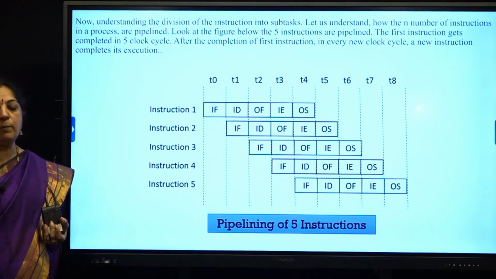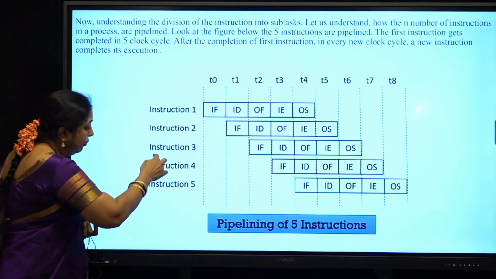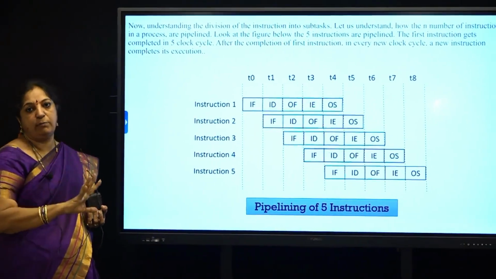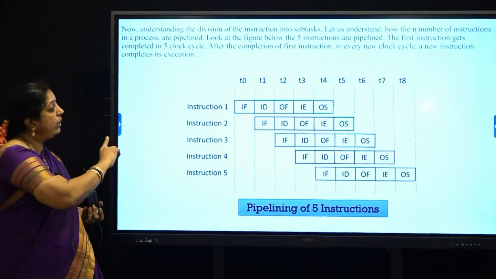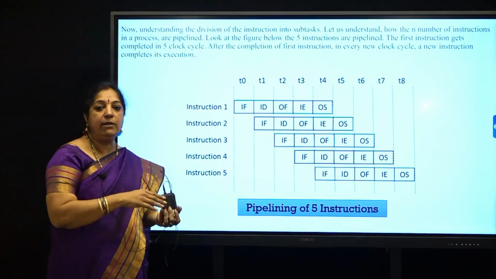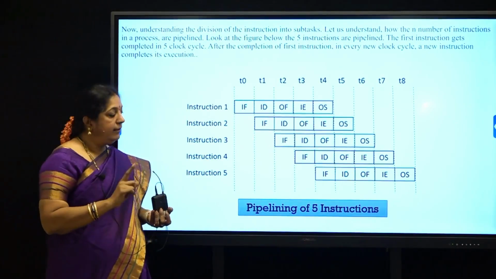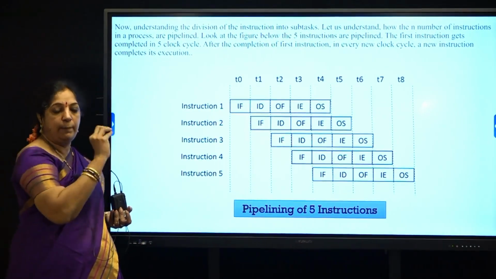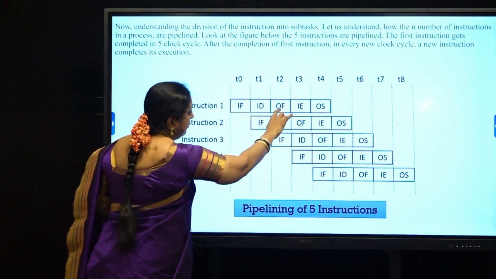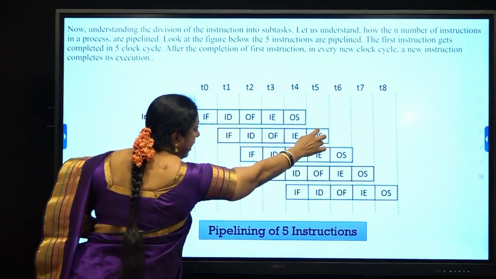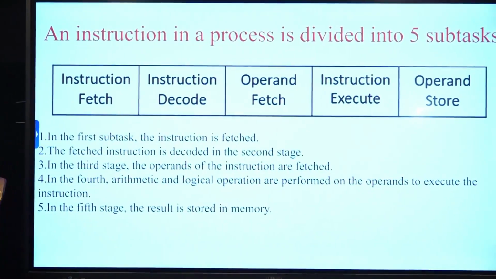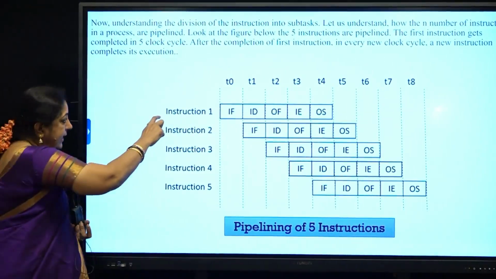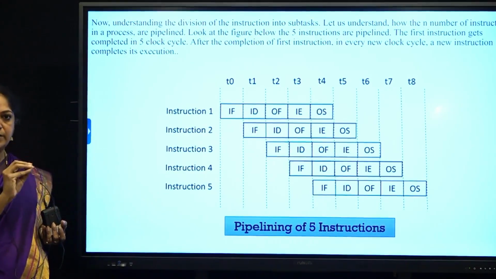A total of 9 clock pulses are required to execute 5 instructions when each instruction is divided into 5 subtasks. Suppose you are not using parallel processing and maintain sequential processing only, then for every instruction 5 subtasks are required, and 5 clock pulses. After completing these 5 subtasks, you start the second instruction, again 5. After completing that, again the third instruction. That means for each and every instruction, 5 clock pulses.